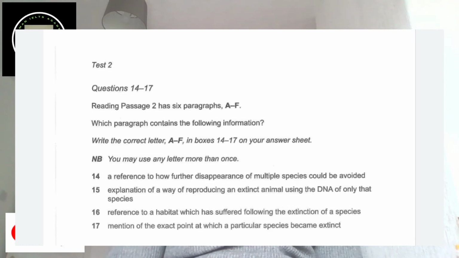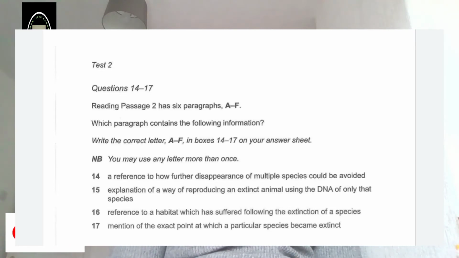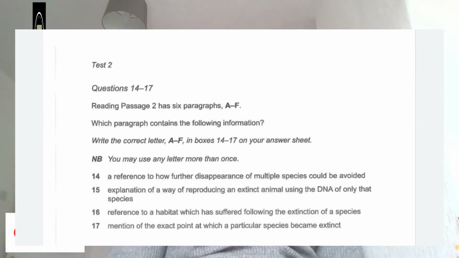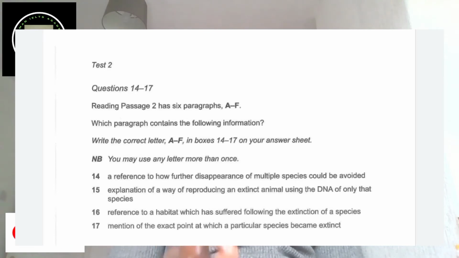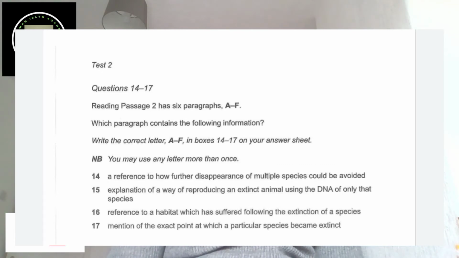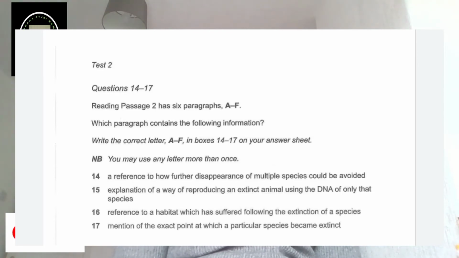Question 15 says, explanation of a way of reproducing an extinct animal using the DNA of that species. Is that what they discussed? Because I remember I saw something like that. If you go to that exact place, the basic premise involved using cloning technology to turn the DNA of an extinct animal into a fertilized embryo. They are using the DNA of that animal. So that means I am right. The answer to 15 will be A.